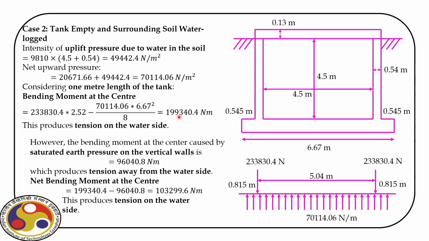Now, the bending moment at the center caused by the saturated earth pressure on vertical wall is here. We have already evaluated that earlier. Now, this will produce tension away from the water side. So, the net bending moment at the center we can actually find out, which will produce tension on the water side.